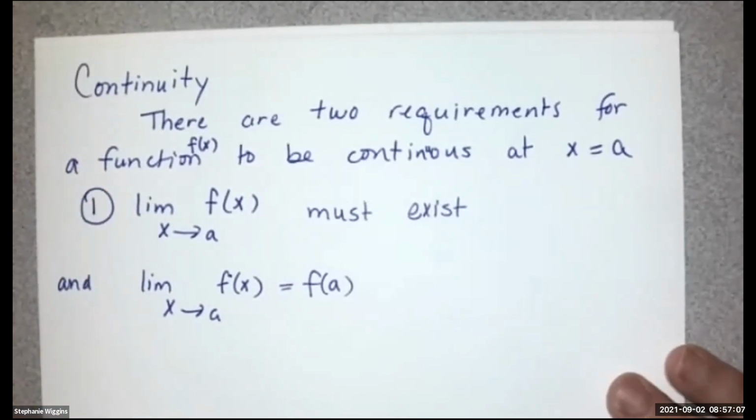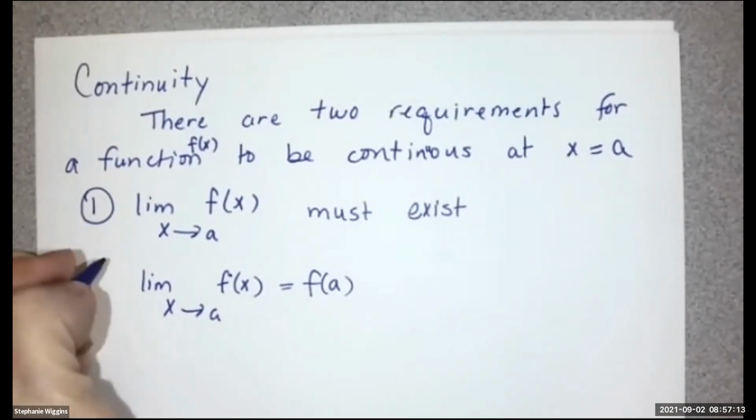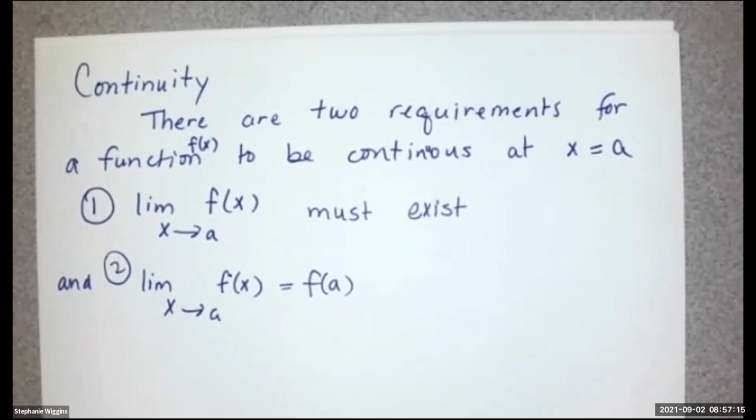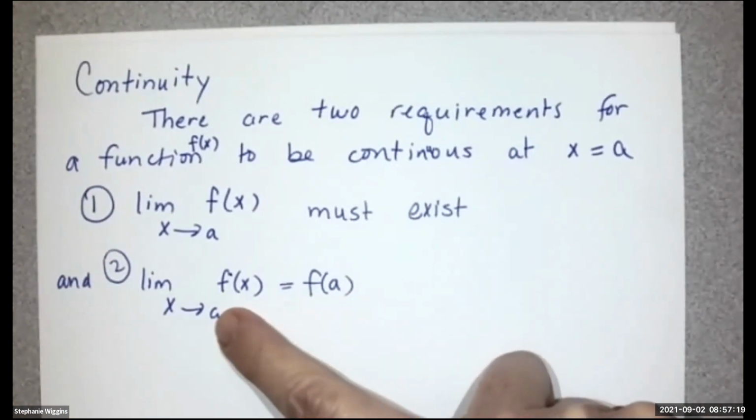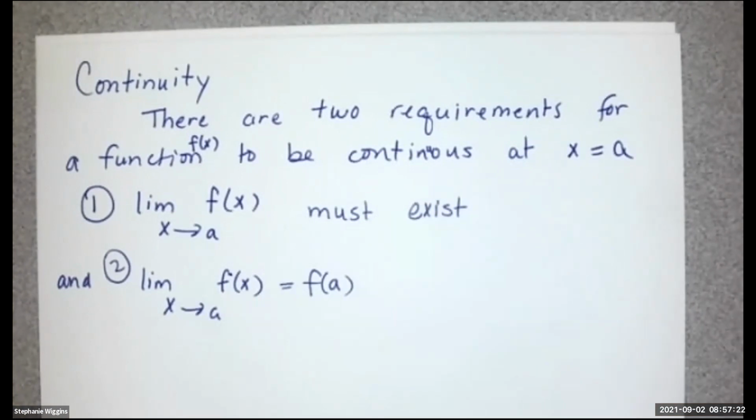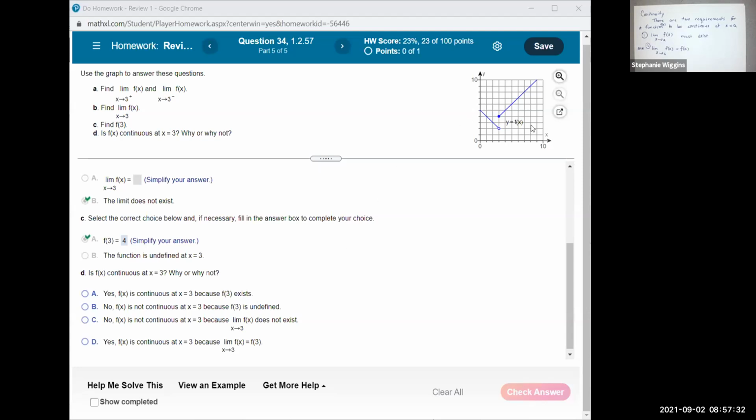Those are the two requirements. The limit has to exist. In other words, the left and right hand limit have to exist. And then the function value at a is equal to the limit. So those are the two requirements. So let's go back to the problem and see which one fails. So going back to our problem, we know it's not continuous. That's pretty obvious. But which one, is it B or C?